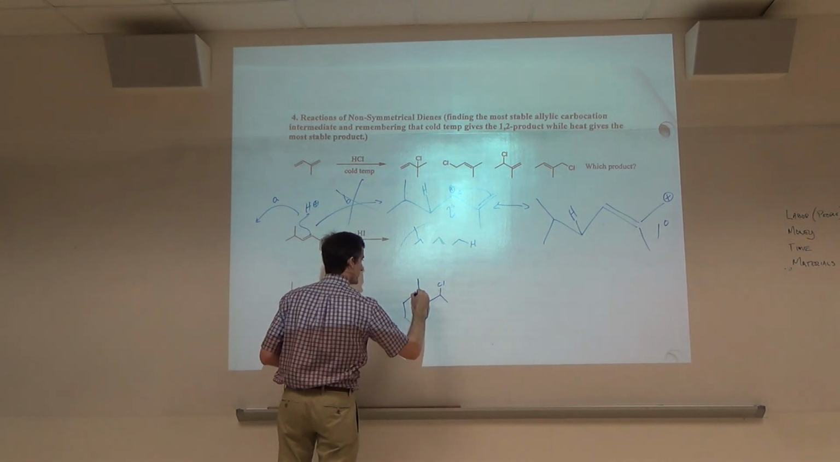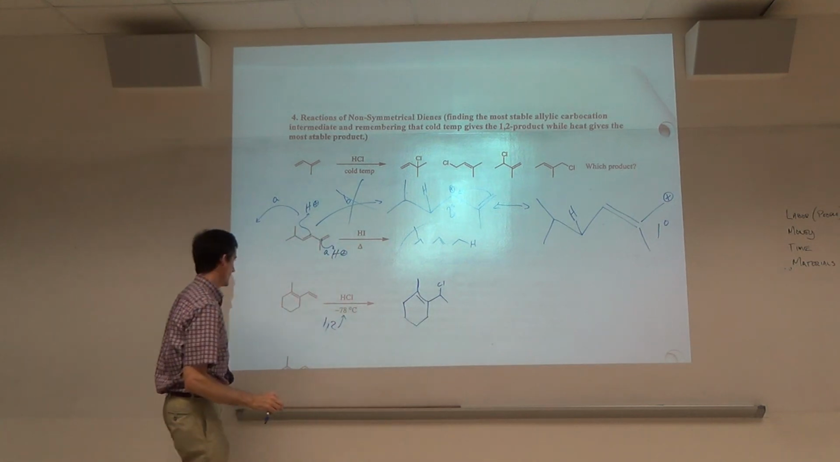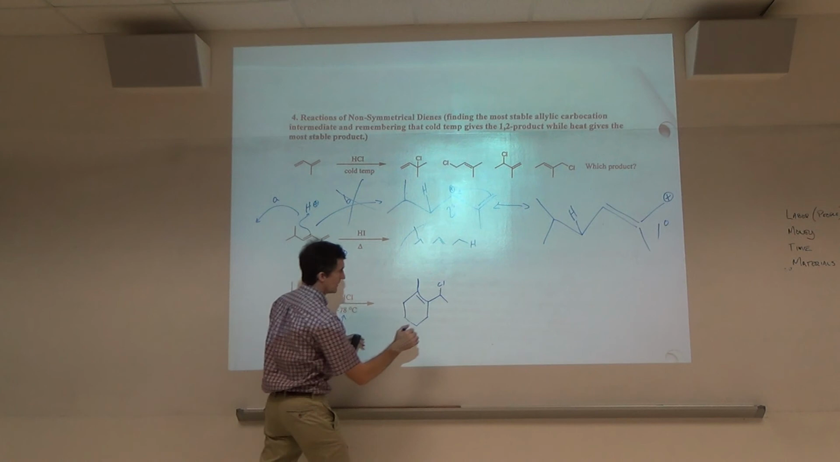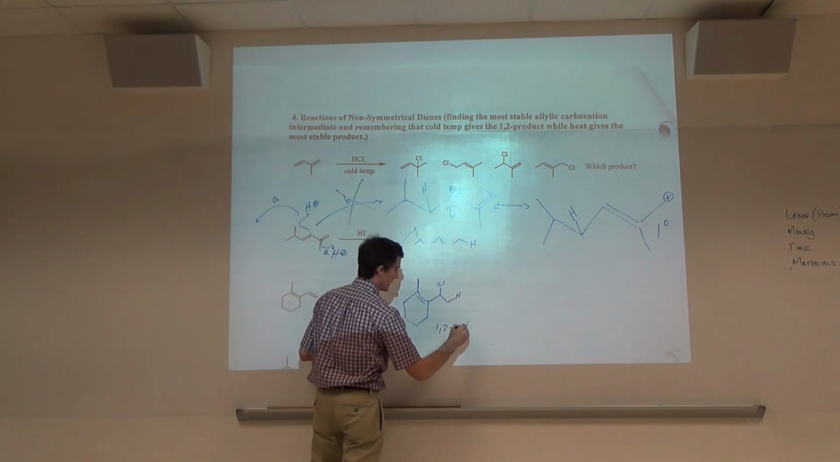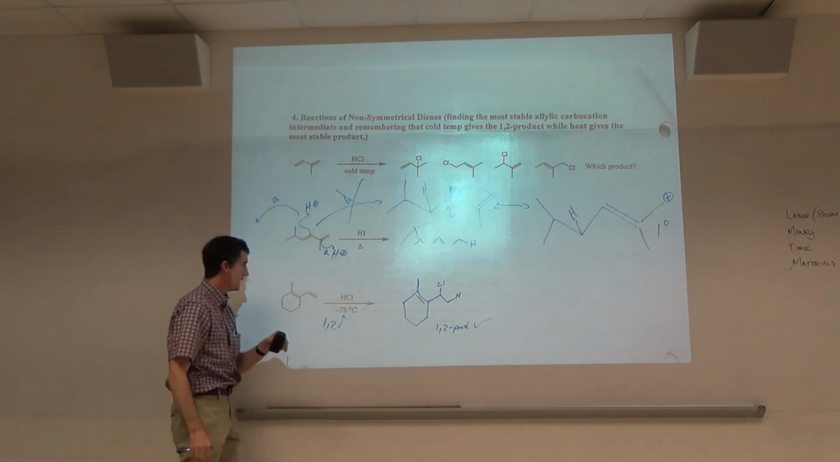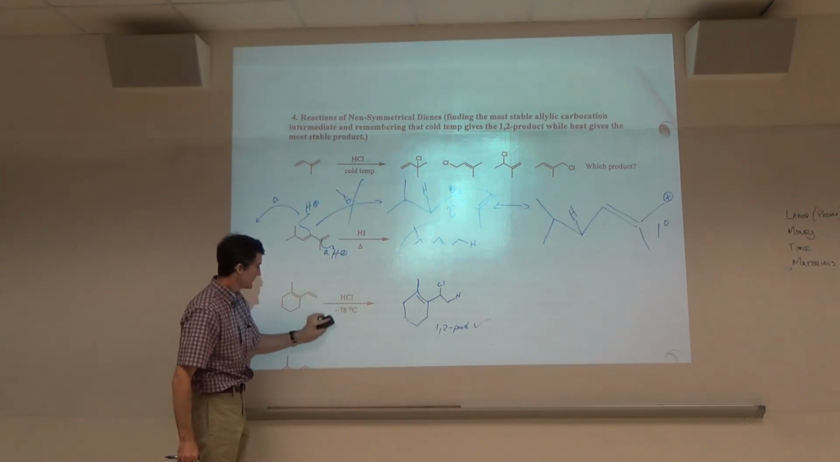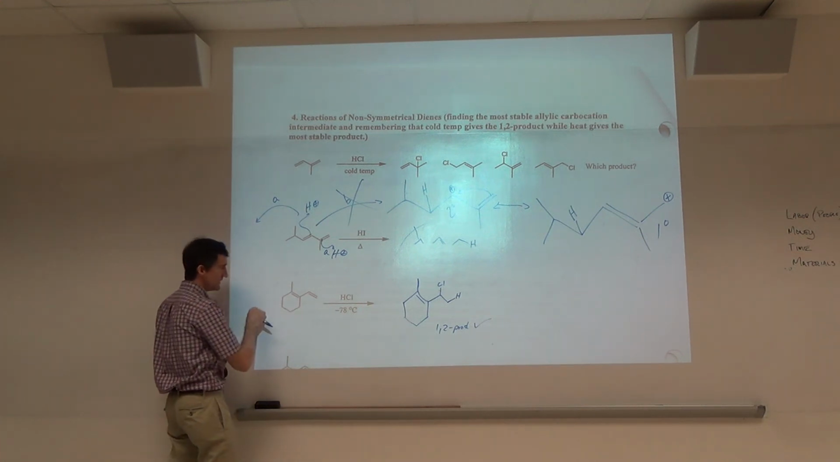Okay, did you draw a 1,2 or a 1,4 product? Where's the new H in this structure? On the end. So this is a 1,2 product. Check. Okay. Well, that's what cold temperature gives. But there's actually two possible 1,2 products. We have to decide which alkene is going to react.